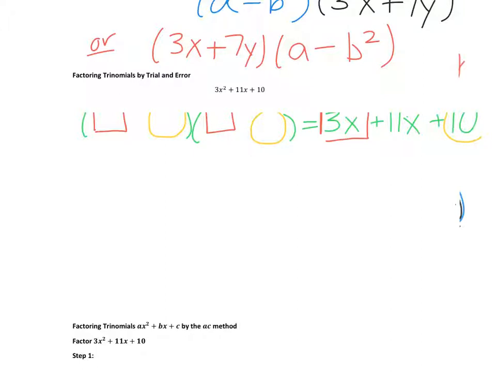It has to be 3x squared. Now luckily 3 is prime, so there's really only one way to do that. So we can just do 3x and x. All right, and again, that's nice because it's prime.